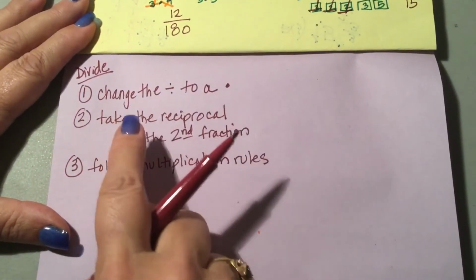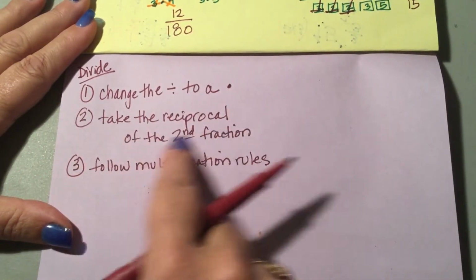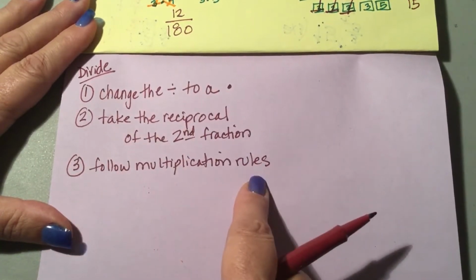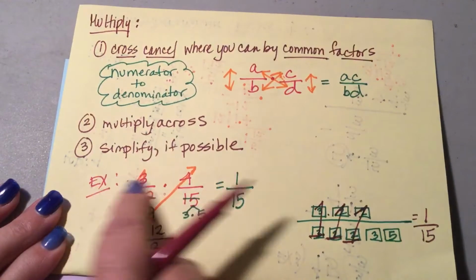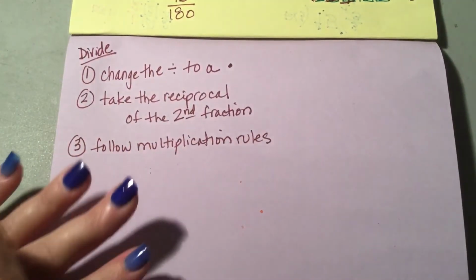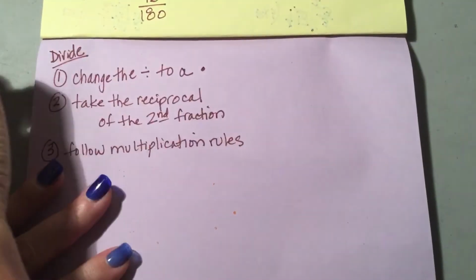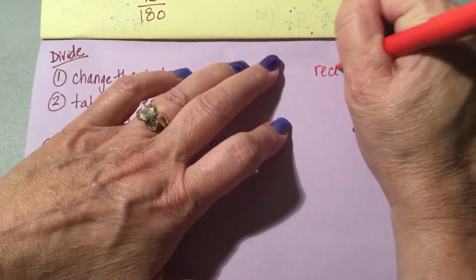Okay, so our steps are change the division to multiplication, so change the sign. And then we take the reciprocal of the second fraction. We're going to follow our multiplication rules. Our multiplication rules, if we remember, is cross cancel where you can by common factors, multiply across, simplify if possible. So we know that multiplying is really simple if we can get there. So let's write down a couple of things though about words we need to know. First of all, reciprocal.